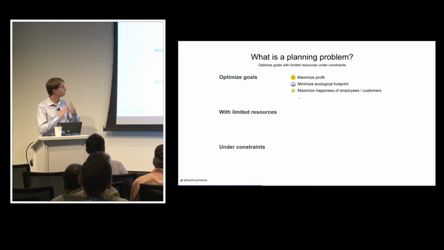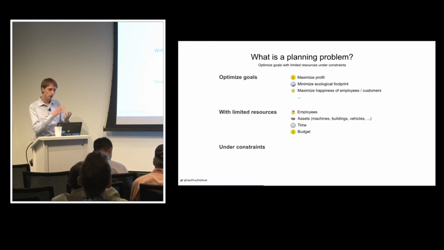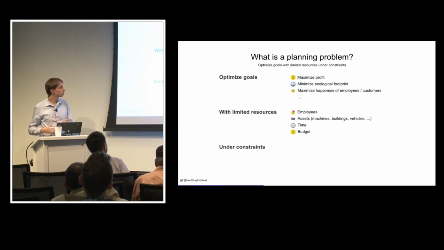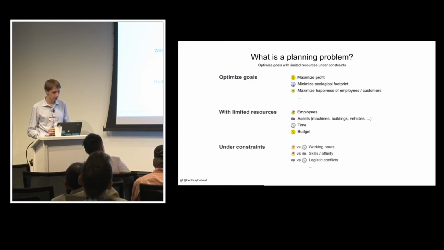So we want to take all these things into account. You might value one thing more importantly than the other. That's all possible. We can weight that. You might disable some things there. That's also possible, of course. We want to do this under limited resources, right? So we have employees, we have a number of assets like machines, buildings, rooms, vehicles, those kind of things, and of course time and so forth, and budget.